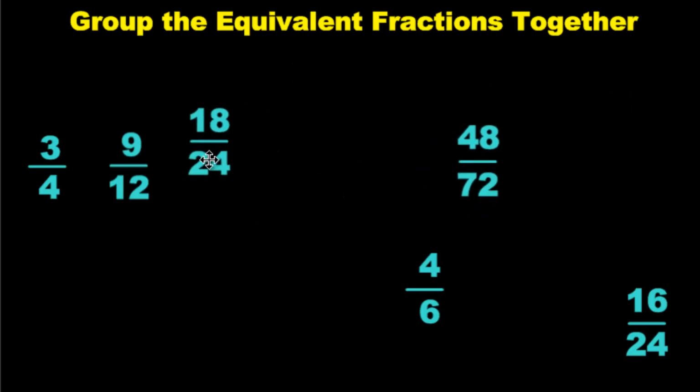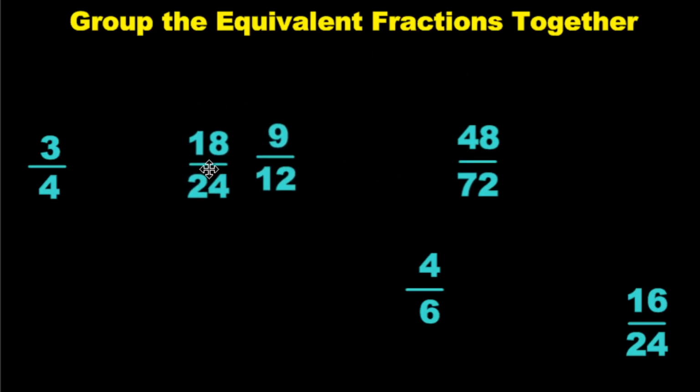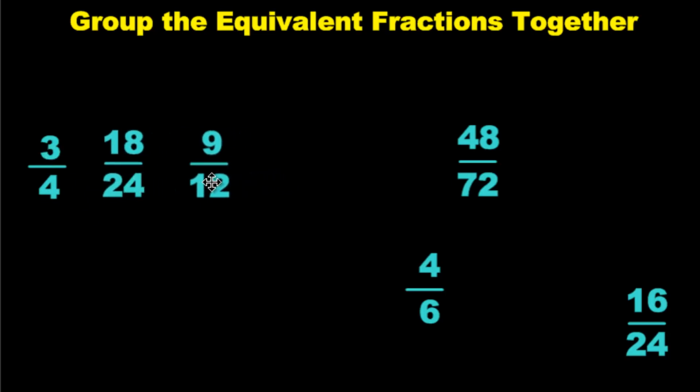How about 18 over 24? Let's move this away over here. How do we turn 4 into 24? It's going to be multiplied by 6. Times this by 6, you get 18. It works. So we're going to put all these side by side. They work.